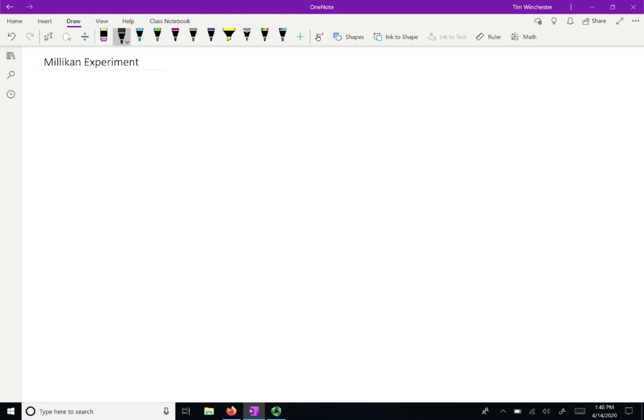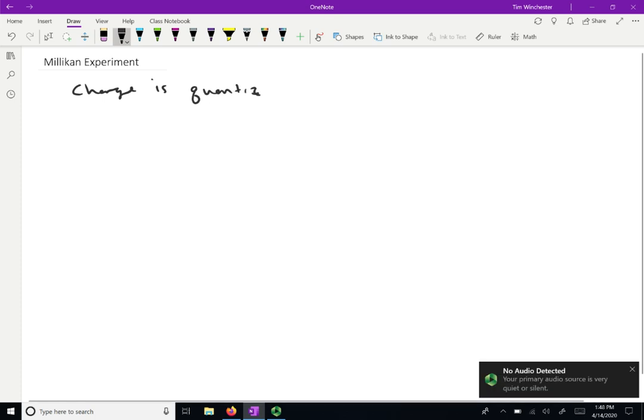I would like to discuss a historical experiment that's very important, and it demonstrated that charge is quantized. What I mean by quantized is that it comes in little packets of a certain size. You can't have any arbitrary amount of charge. You can only have units of that amount. The experiment itself is actually pretty straightforward to understand, apart from some details.